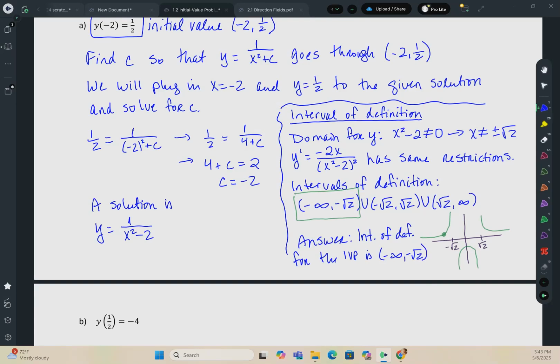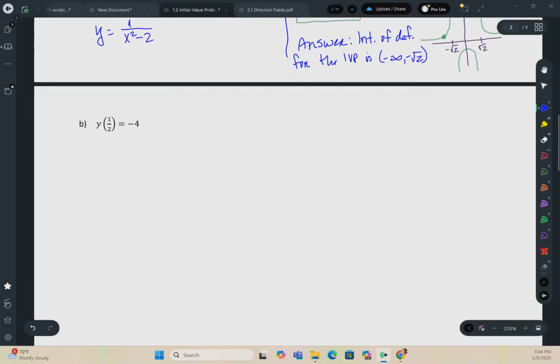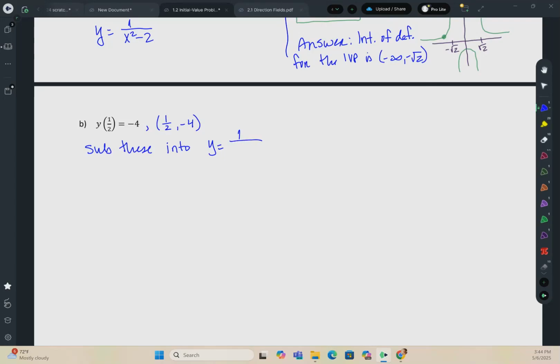Okay? All right, let's try another one. Let's try one where we have a different initial value and see the whole process again. It's the exact same process. So in this next one, we have y of 1/2 is equal to negative 4. So that is telling me that x is 1/2, y is negative 4. So that's the point that I'm given. So I'm going to substitute these into y equals 1 over x squared plus c to find c. So I'm finding my parameter.